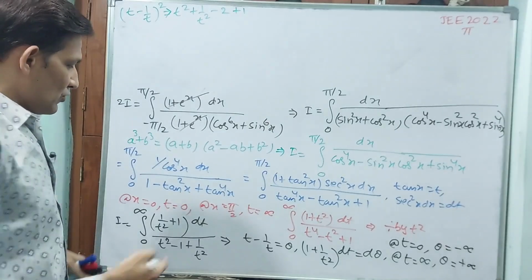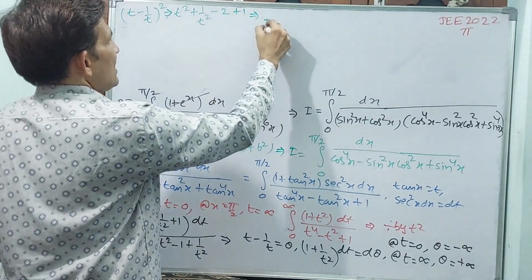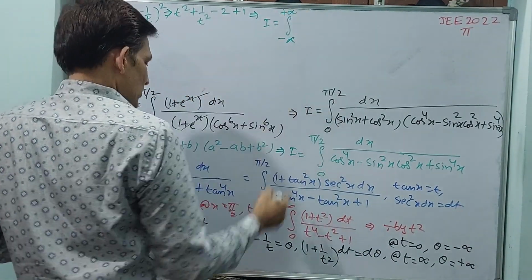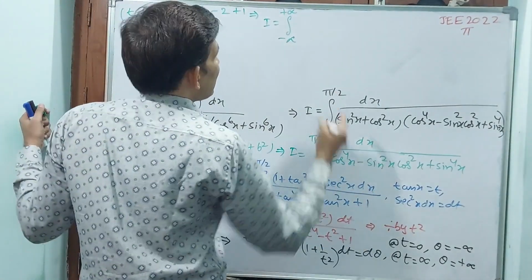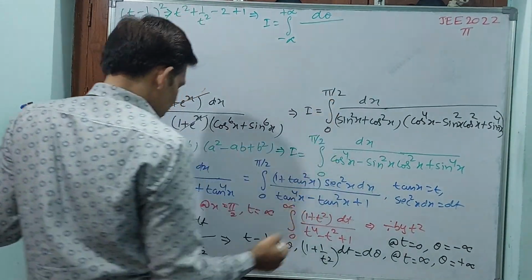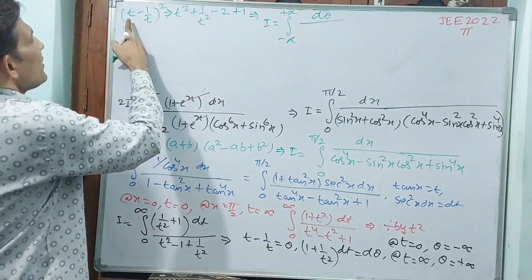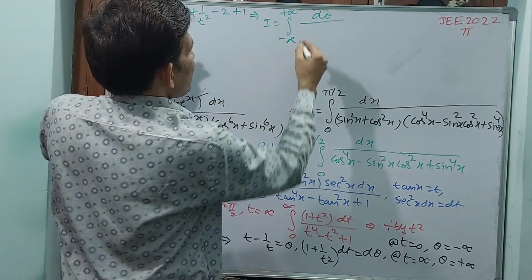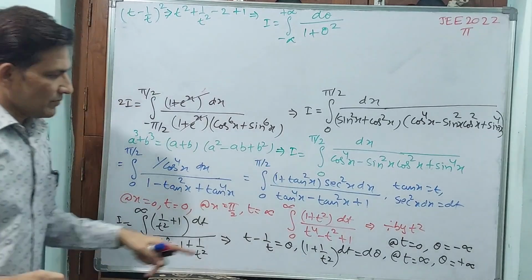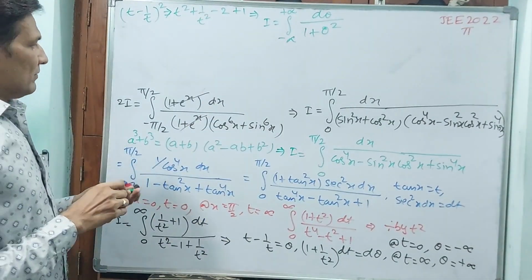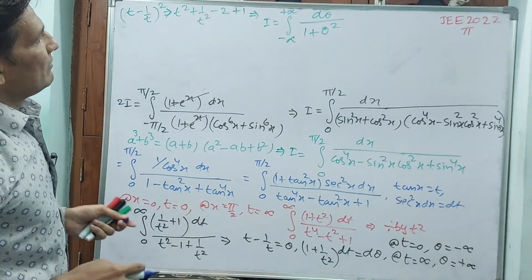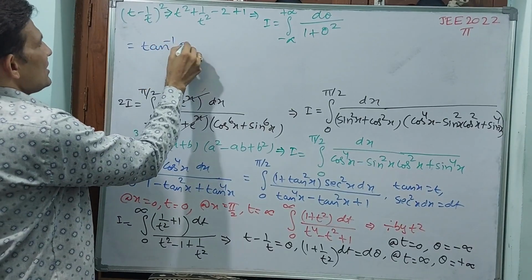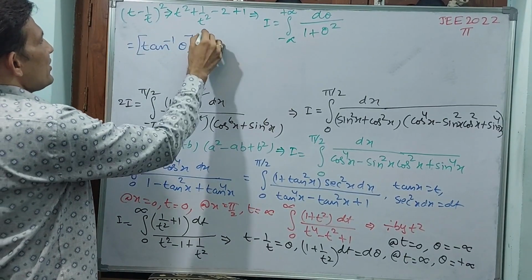Now you change this. Again, I is equal to integral minus infinity to plus infinity. Numerator is going to become simply d theta, and the denominator you have to write, t minus 1 by t, that means theta square plus 1, 1 plus theta square. Now simple. Why? Because this is tan inverse theta, from minus infinity to plus infinity.